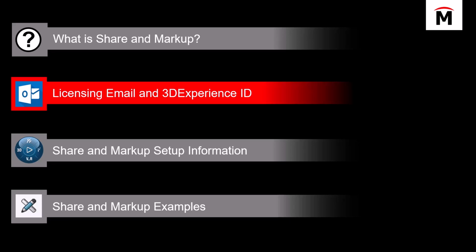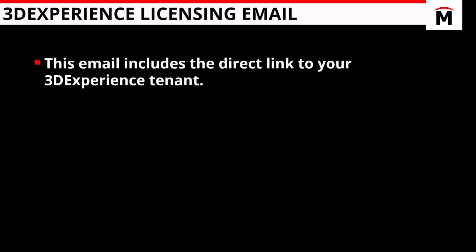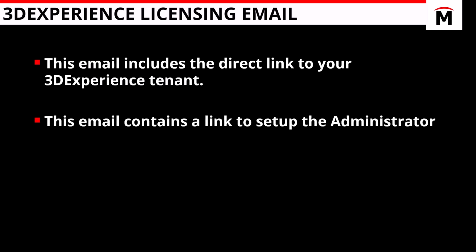However, I do want to include this information because it is the very first step of getting your cloud services tools set up. So the 3D Experience licensing email, this will go to the contact on the sales order for your new license or your renewal, unless otherwise specified to us in generating those documents. This is a very important email. This includes the direct link to your company's 3D Experience tenant. Without that link, you will not be able to access that tenant. It also contains the link to accept the end user license agreement and set up the administrator.